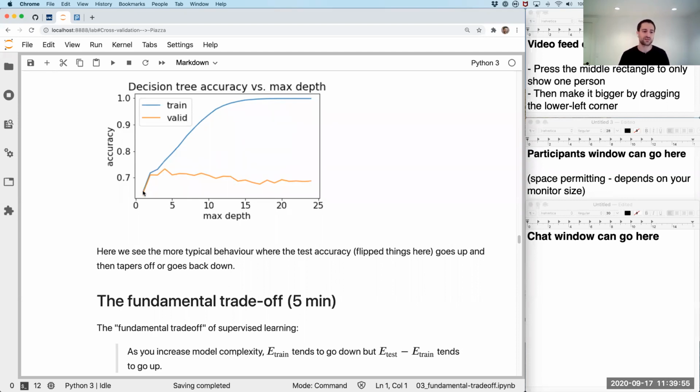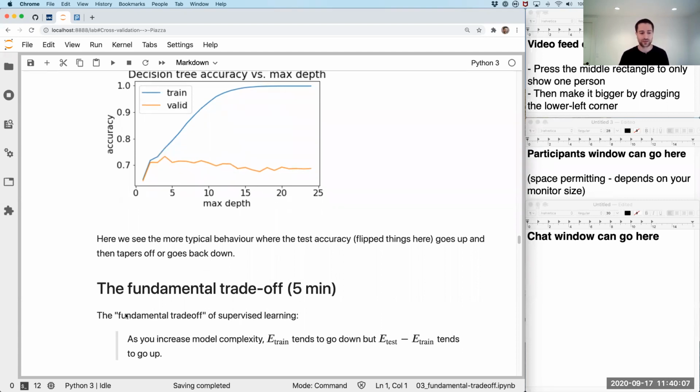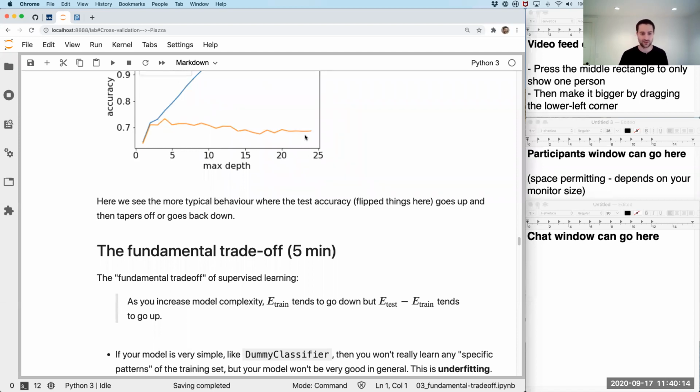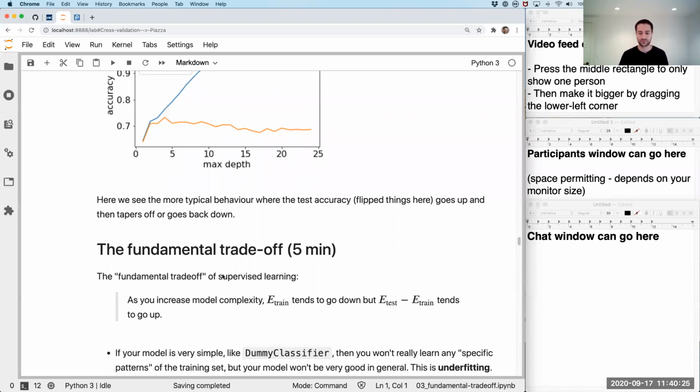So here the gap is small, but the training accuracy is also bad, and so it's not worth having such a small gap. Here the training accuracy is amazing, but the gap is huge, and so that's not very good either. And here you get this thing in the middle, this peak coming from this fundamental trade-off. So it's the trade-off between underfitting and overfitting, and going too extreme on either side is bad. And part of our job is to figure out the sweet spot in the middle, which we'll be talking a lot more about.